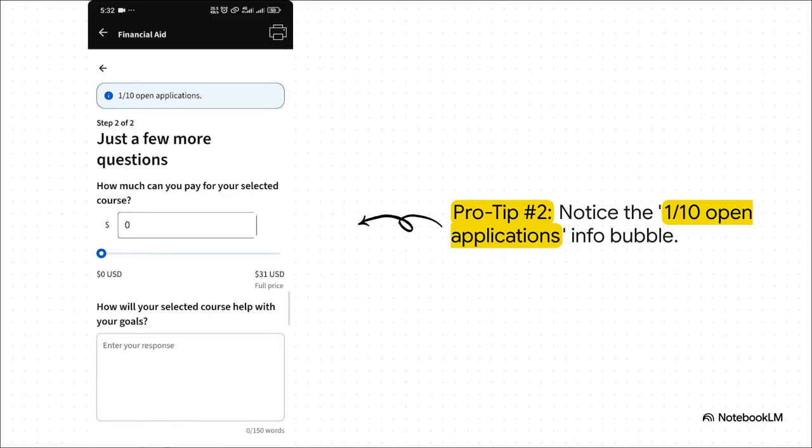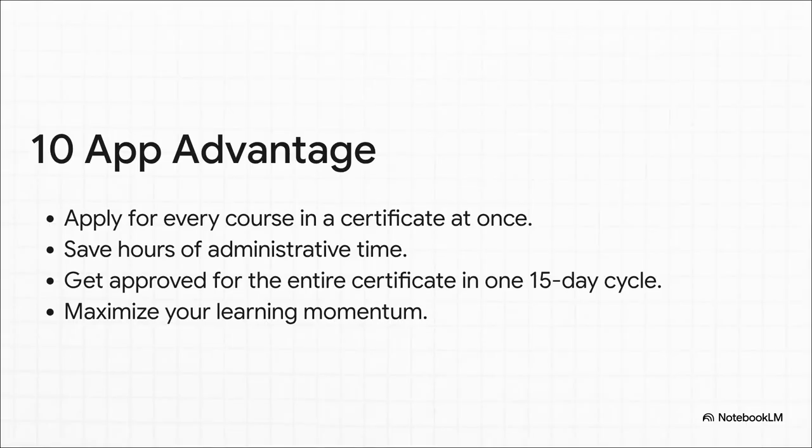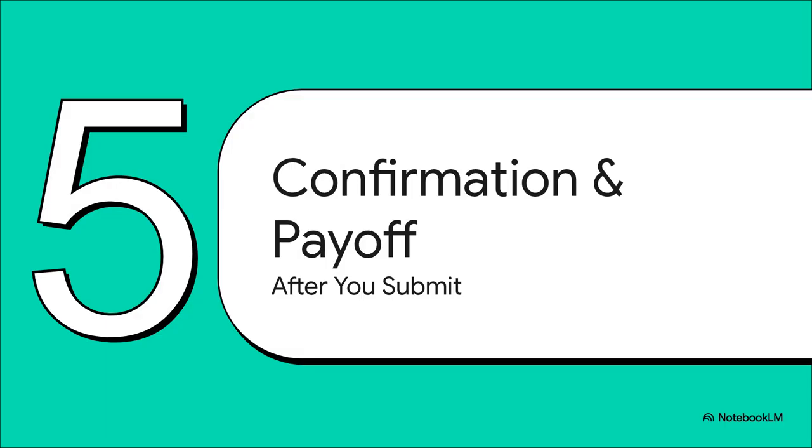Now, this next tip is a total game changer. See that little info bubble at the top of the form? It says 1 of 10 open applications. And yep, you read that right, 10. Coursera actually lets you have up to 10 applications open at the same time. What this means is you can go ahead and apply for every single course in a certificate program all at once. So instead of waiting and applying one by one, you can get approved for the whole thing in one 15-day shot.